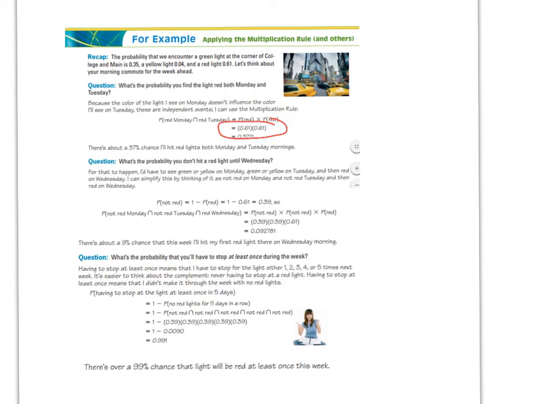And then the other scenario was the probability you don't hit a red light until Wednesday. This is the complement scenario, so not red.